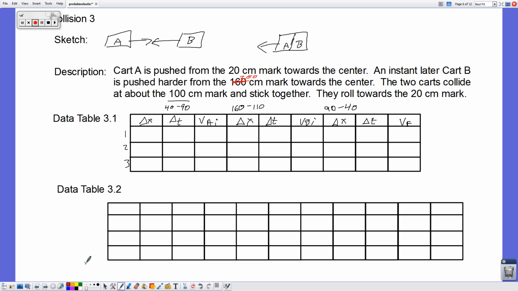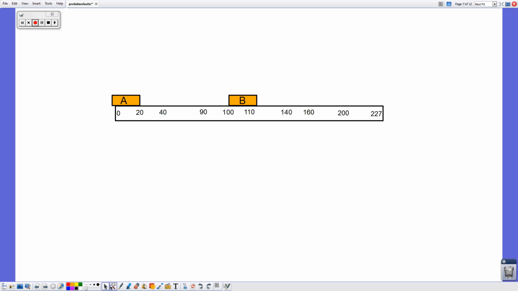For prep physics, you are now done. But here's a little demonstration of what the collisions will look like. Collision 1 is going to look like this. Whee! Crash. Whee! Collision 2 is going to look like whee! At the same time, whee! And then they're going to crash. And nothing's going to happen.